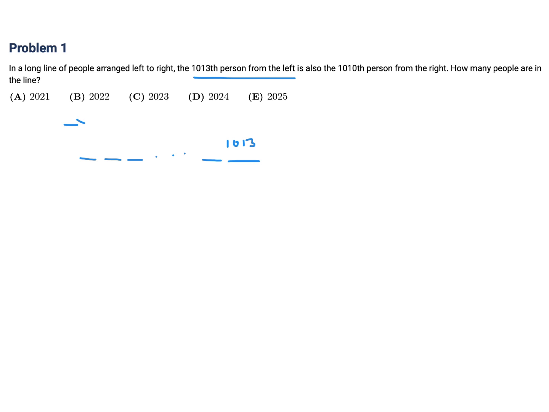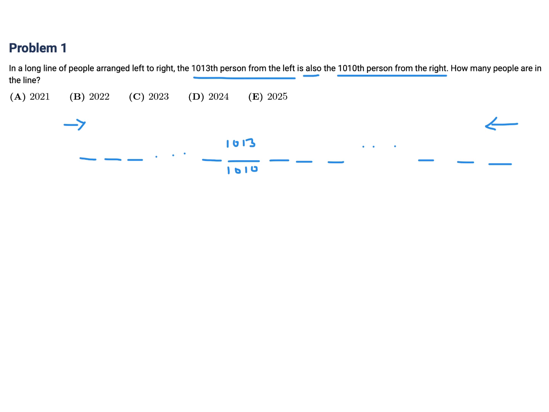Wait, hold on. I think I mixed this up. No, I'm right. Just second guessing myself. And then from the other direction, you are coming from the right. And eventually you get to... Oh, also, okay, so the same person is the 1010th person. Okay, I got it.